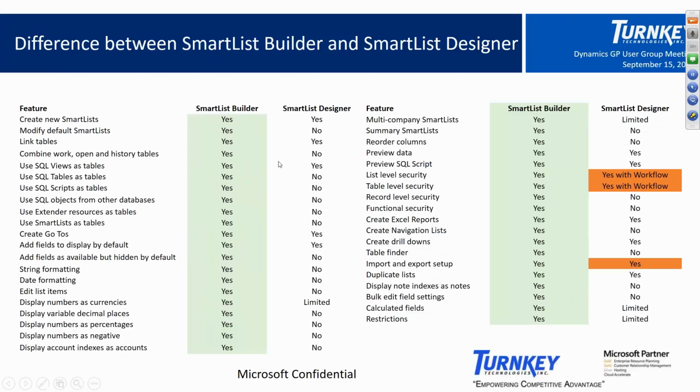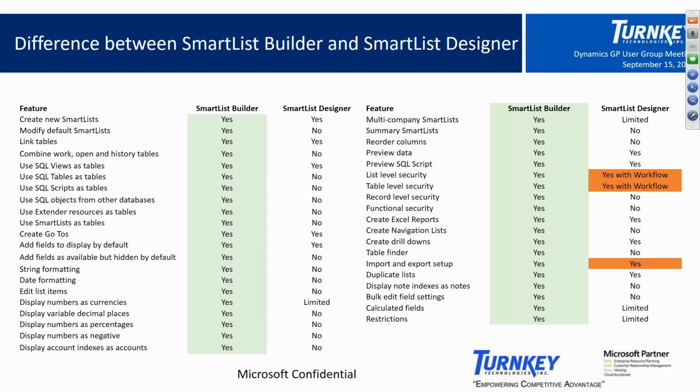Last one, and I've shown this numerous times, but I like to show it again just for the simple fact that there's a few updates on here. So these used to be no's, now they are yeses, as I would consider them. Yes with workflow, yes with workflow for list level security and table level security. So now with workflow in there, we can handle certain levels of that.